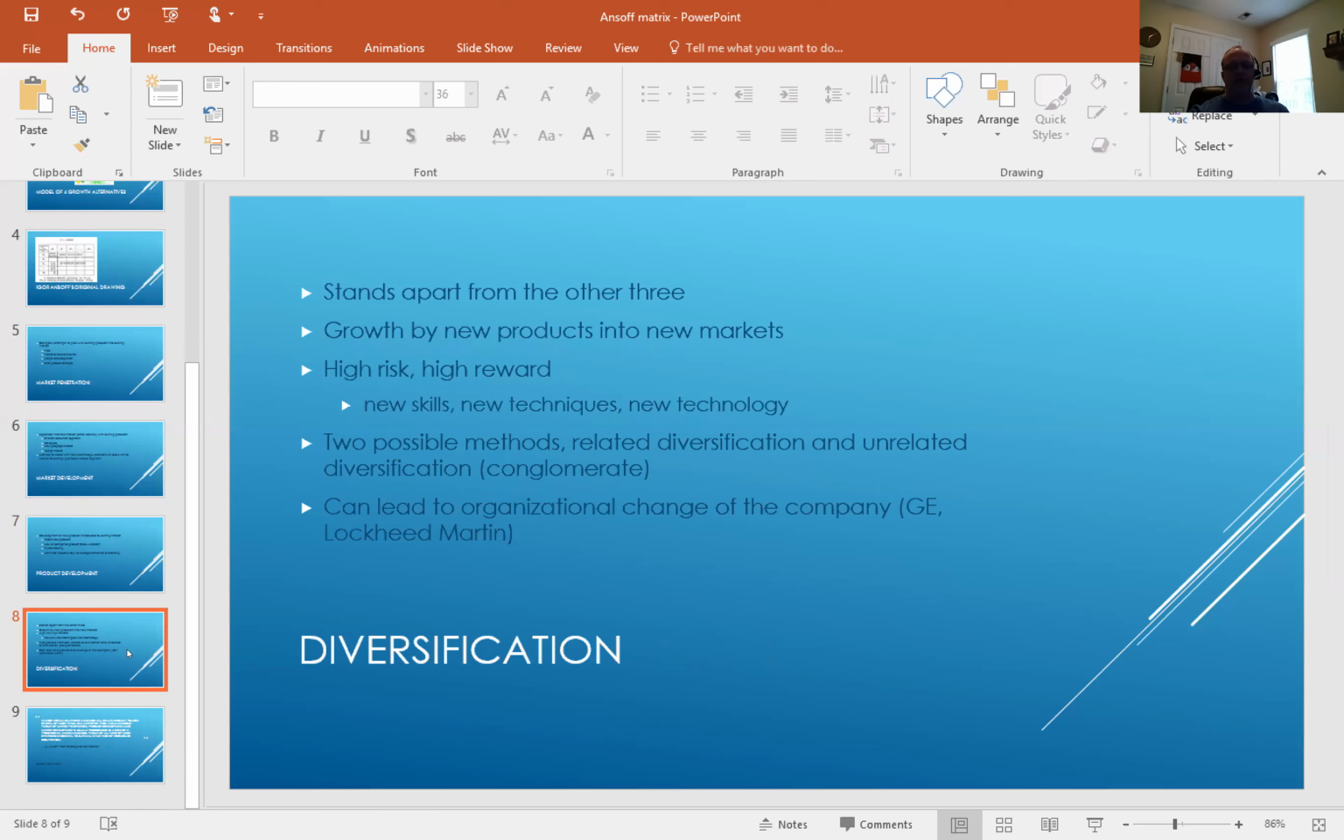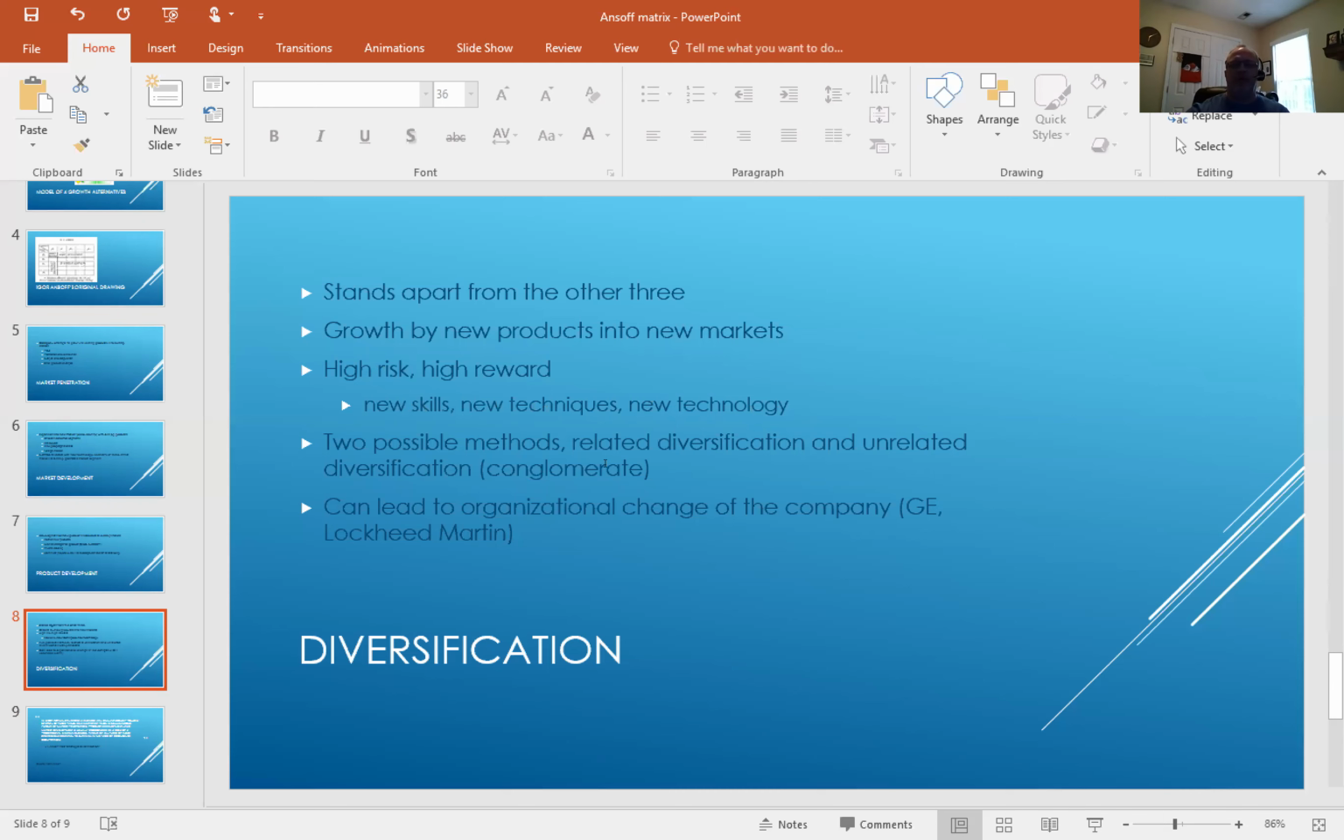And finally, the last one is diversification. It stands apart from the other three, and it's sort of the combination of all of the other three. And this is growth with new products into new markets, so a totally new territory. This is the high risk, high reward area. The risk being that you have to have new skills, new techniques, new technology. The company's entering into an area that they may not know well, and their forecasts and projections could be incorrect. So they're taking a risk on a new product and a new market.